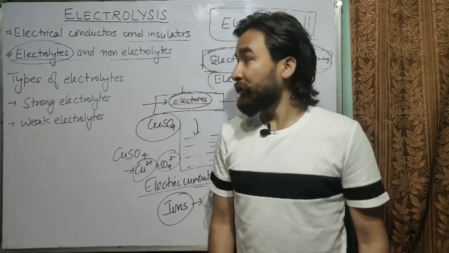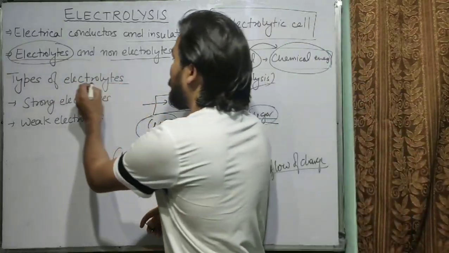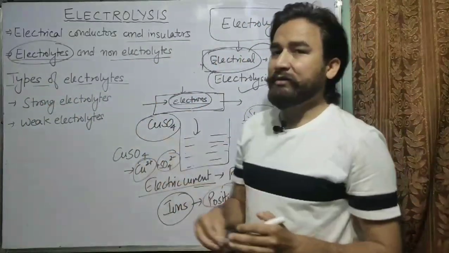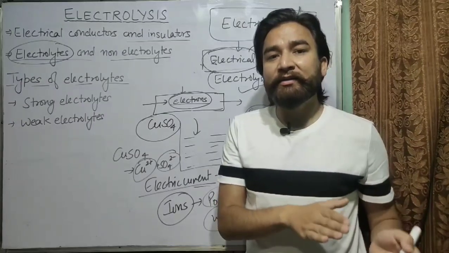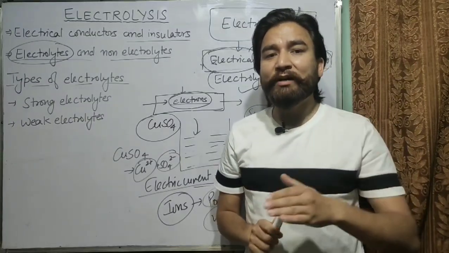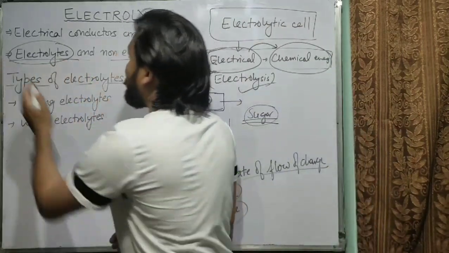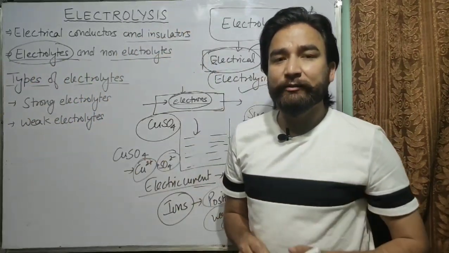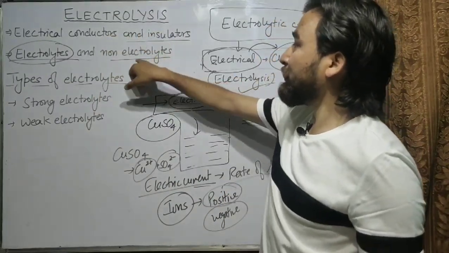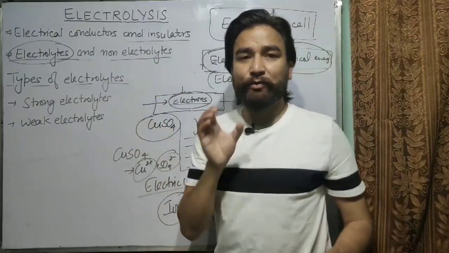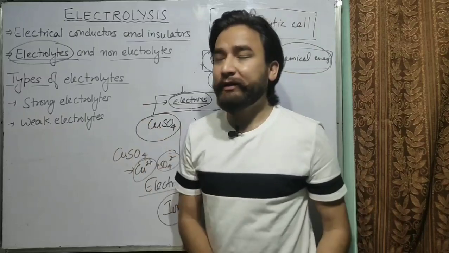to pass through them. Now we will see the types of electrolytes, because we are studying electrolysis, and electrolysis is the process which converts electrical energy into chemical energy. Since we are talking about electrical energy, we have to talk about electrolytes, because electrolysis takes place in the solution. So we don't have to talk about non-electrolytes anymore. We just have to know what non-electrolytes are and some examples of non-electrolytes.